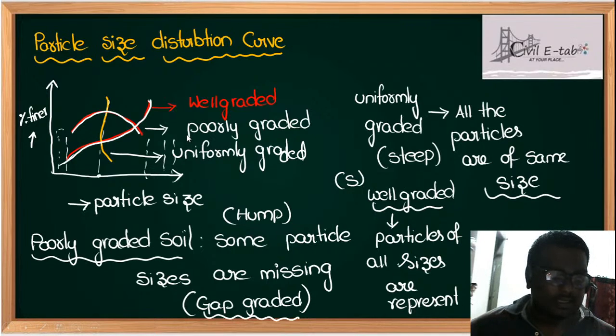in the particle size distribution curve, first thing is well graded. All the particles of all sizes are present. Its shape is S. Uniformly graded means all the particles are of same size and it is steep. Another thing I want to tell you is poorly graded soil. Some particle sizes are missing, and it is in a hump shape, and it is also known as gap graded soil.